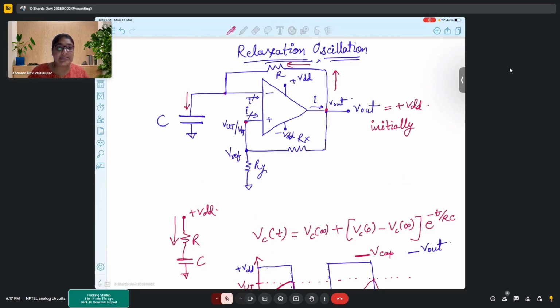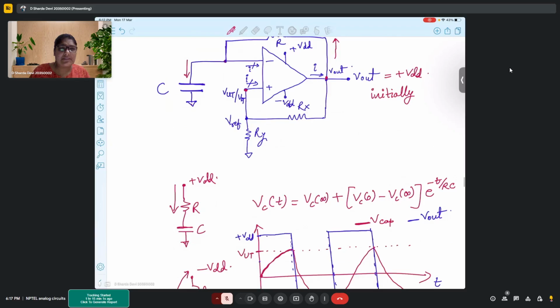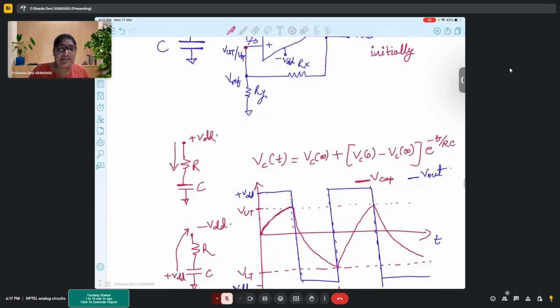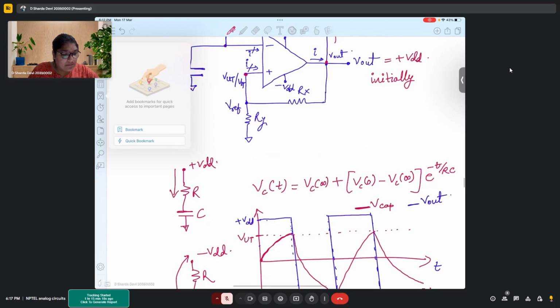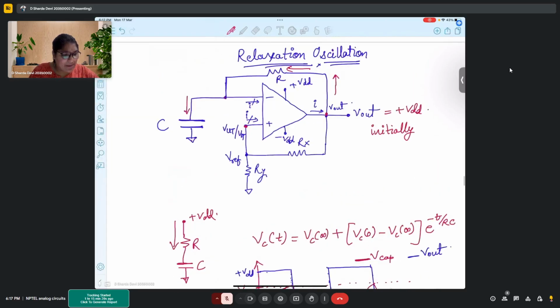Here we have to use an electrolytic capacitor or an ordinary ceramic capacitor. Sir, I cannot hear you. Can you speak a little louder? Okay. Here we have to use an electrolytic capacitor or an ordinary ceramic capacitor. Which type of capacitor is to be used here, electrolytic or ceramic?